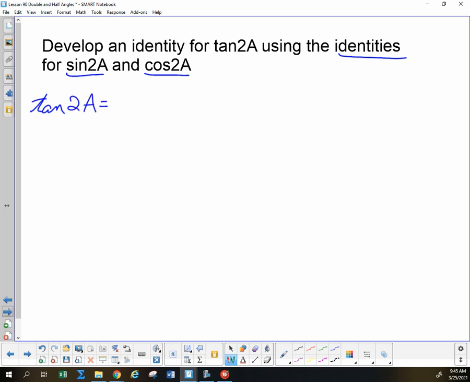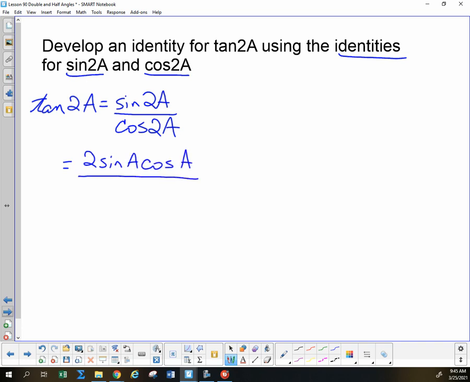Tan of 2a, if I've got to use sine and cosine of 2a, I know tangent is always the sine of that same angle over the cosine of that same angle. Now I'm going to plug in the two identities we just proved, that sine of 2a is 2 times the sine of a times the cosine of a. And the cosine of 2a is cosine squared of a minus the sine squared of a.